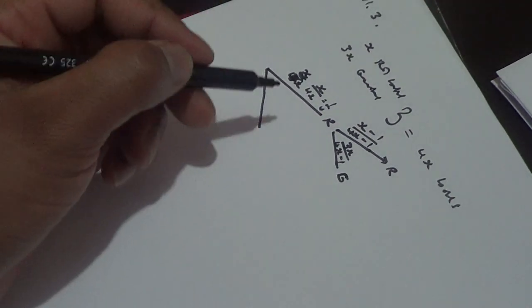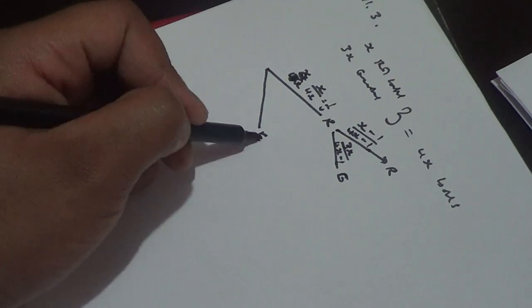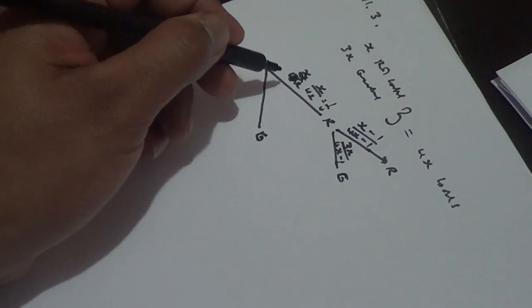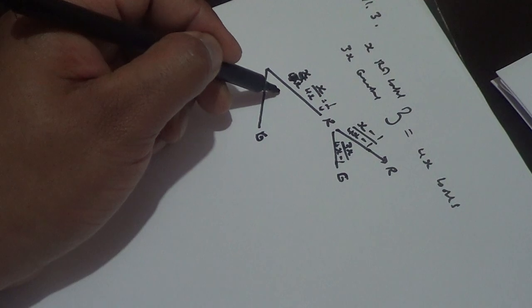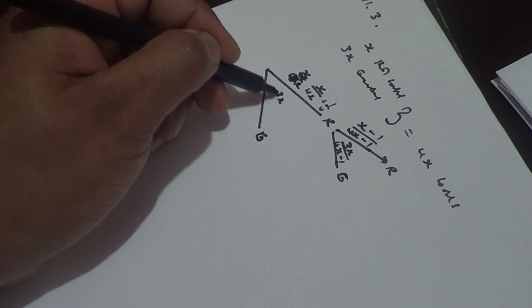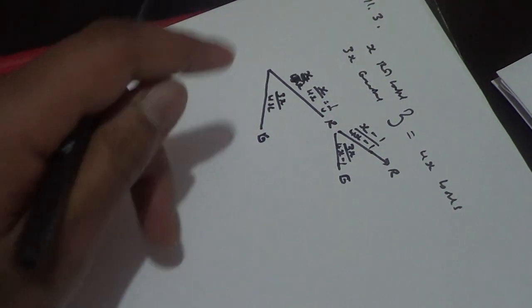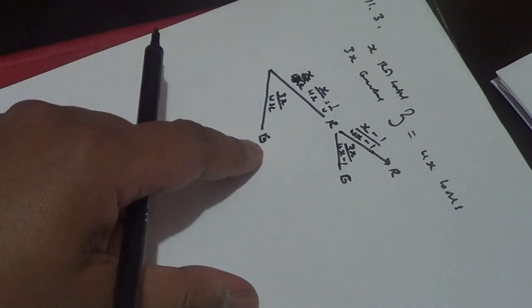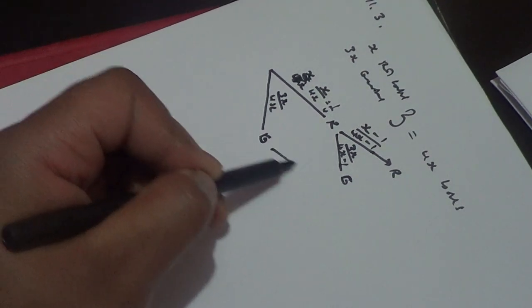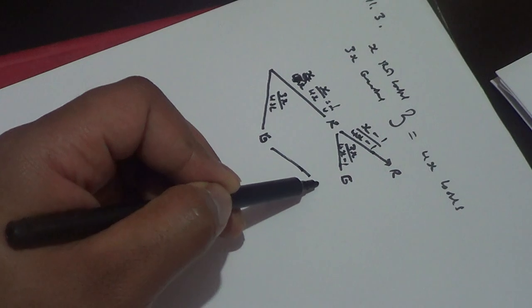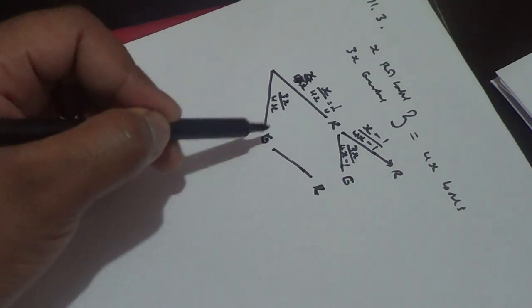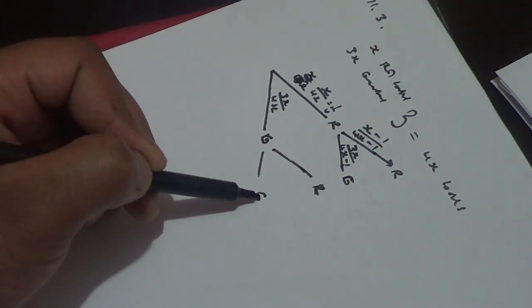And then, of course, we could have chosen this path of green. So if we chose this path of green, we will simply have 3x over 4x at the beginning, right? Because nothing has been lost. But from here, we can go this route of red. We can go this route of green.